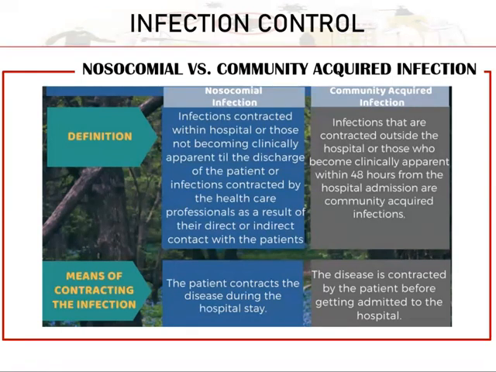For both nosocomial and community-acquired infection, there are two types of infection. It can be local or systemic. When we say local, only a specific part of the body is affected. An example of this, very simple, is a pimple. Only that specific area is infected.